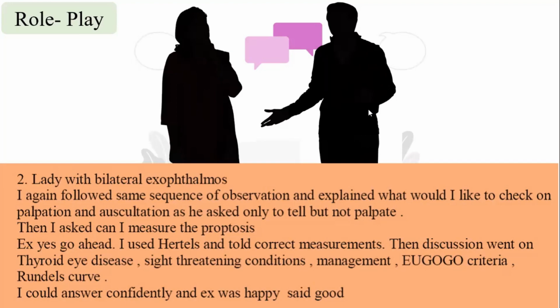Lady with bilateral proptosis. I again followed the same sequence of observation and explained what I would like to check on palpation and auscultation, as he asked only to tell but not palpate. Then I asked, can I measure the proptosis? The examiner says, yes, go ahead. I used Hertel's and told the correct measurements. Then the discussion went on to thyroid eye disease, sight-threatening conditions, management, EUGOGO criteria, Rundle's curve. I could answer confidently, and the examiner was happy, said good.